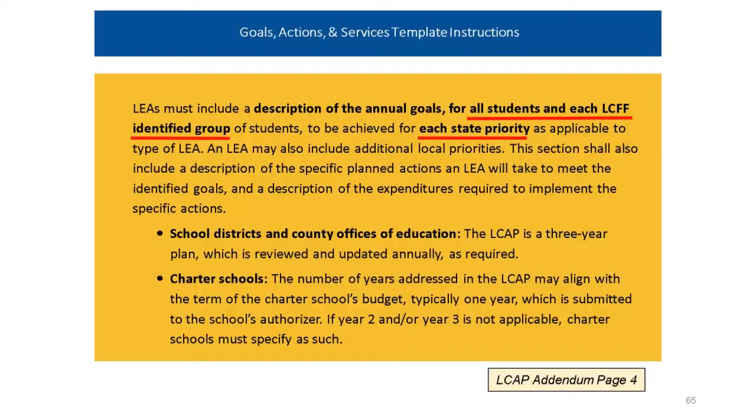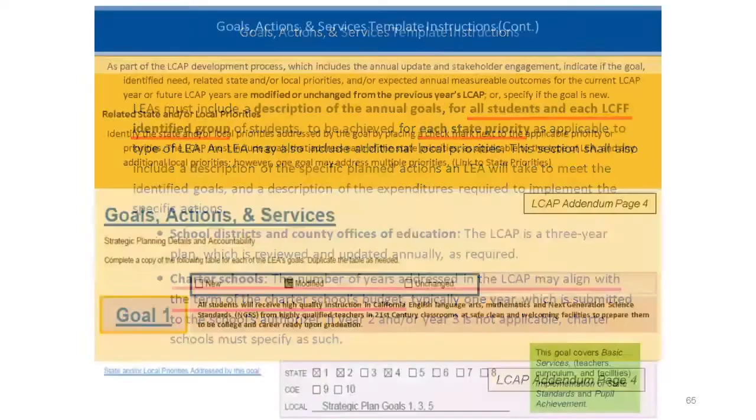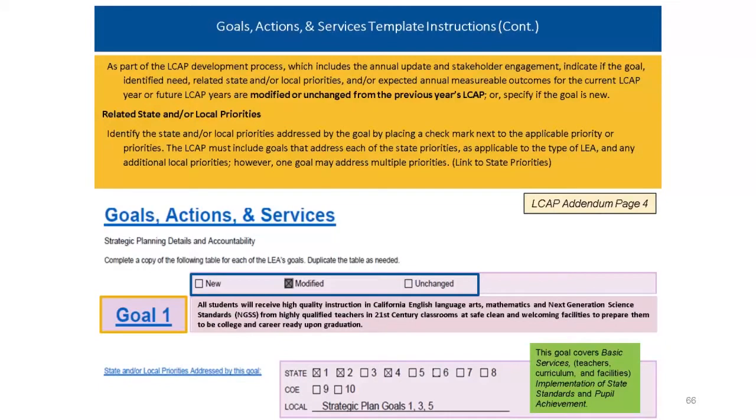Goals, actions, and services must be included for all students and student groups in the state priorities. For charter schools, the years addressed in the LCAP may align with the term of the charter school's budget. This should be specified in the LCAP. As in the past, the goals must indicate which state priorities or local priorities they apply to. A change this year is the section noting whether the goal is new, modified, or unchanged.